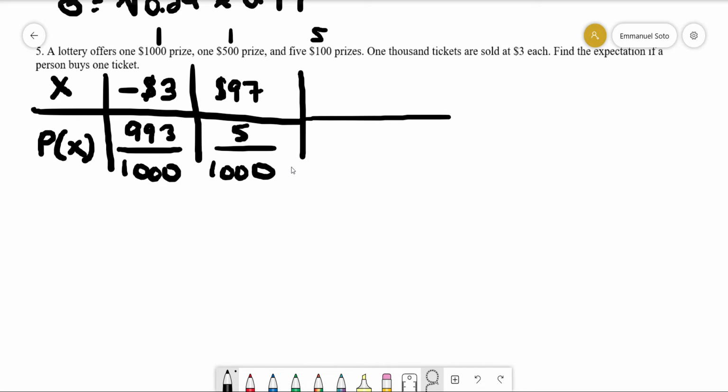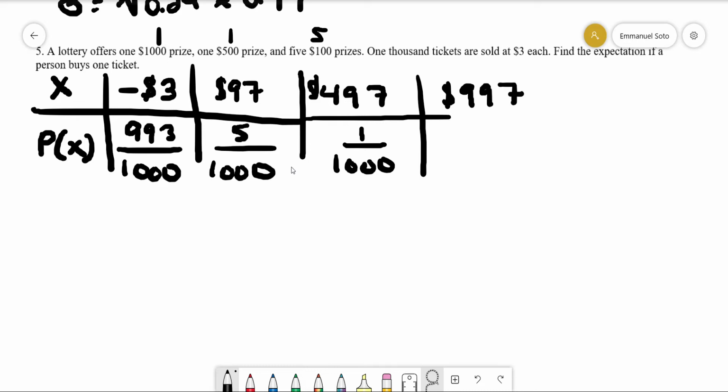We can also pay $3 and then win $500, so that's $497 in winnings. There's only one way of doing that out of 1,000. We can pay $3 and get $1,000 back, so 997. One way of doing that.